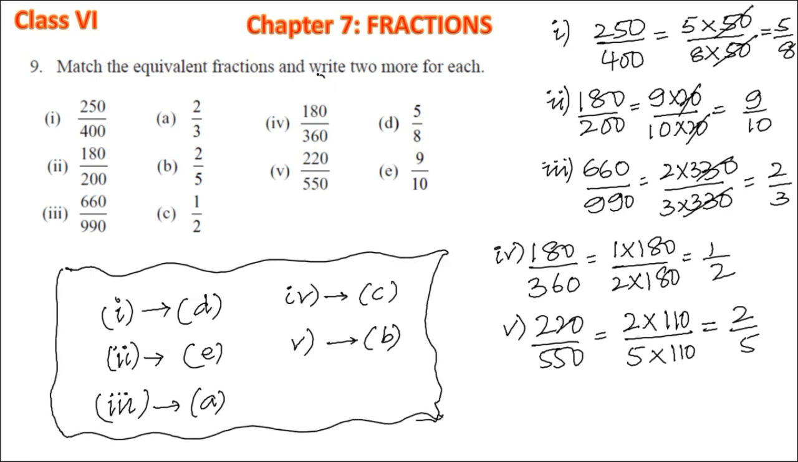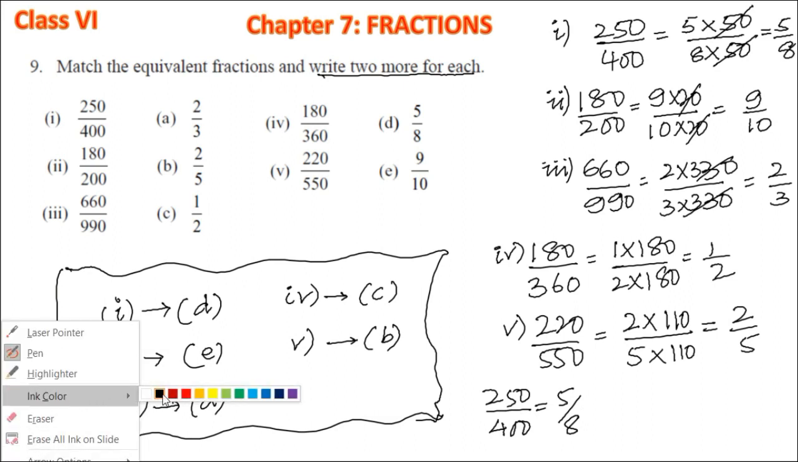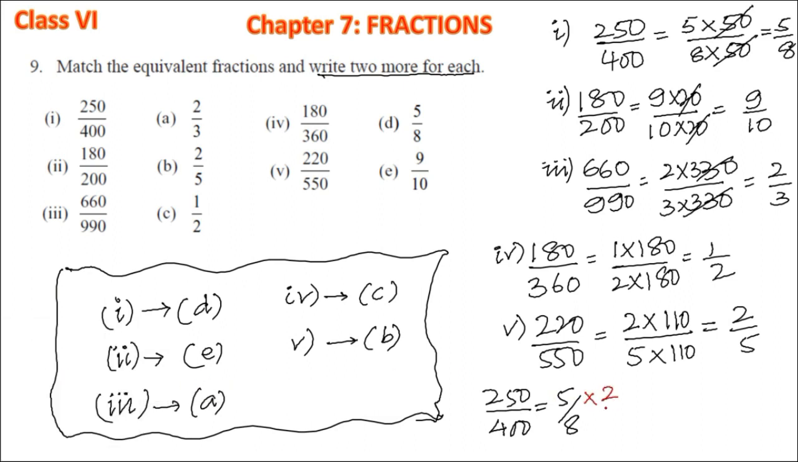To answer the second part, write 2 more for each. So 250 by 400 is 5 by 8. When 250 by 400 is 5 by 8, we can multiply some number to both numerator and denominator. We'll be getting 10 by 16. Now it is also the same as 5 by 8 multiplied by 10 by 10. This will be 50 by 80.